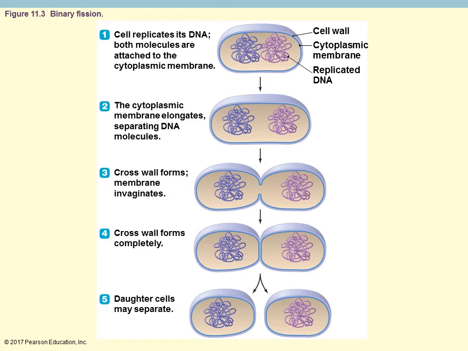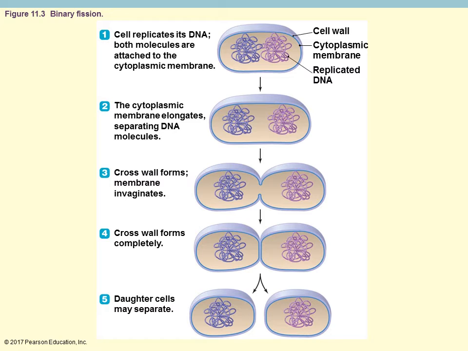You start to get this pinching in, or what we call invagination of the cell wall. Think of a balloon, and you start pinching it in the middle until it forms all the way across, and bingo, you now have 2 new cells. You don't have to worry about mitosis and the various steps, because prokaryotic cells don't do that. They go through this binary fission.